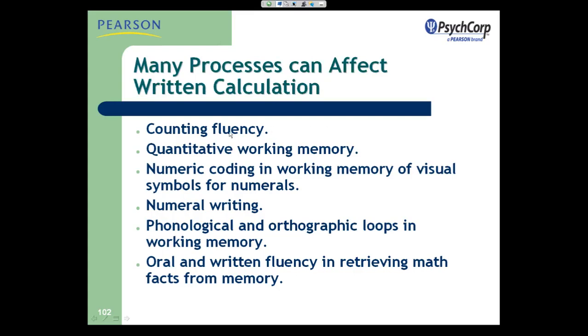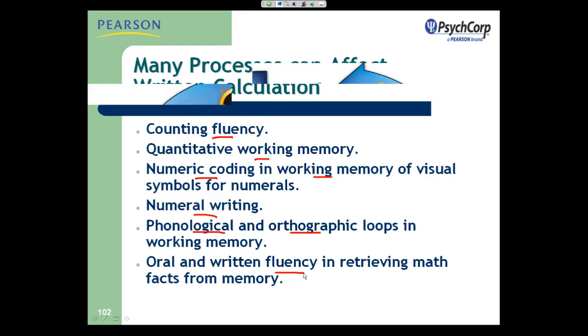there are many processes that might affect that. Might be fluency in counting, might be the working memory component, might be numeric coding in working memory of the visual symbols for that writing piece, might be the numeral writing. I know the answer, but I can't write it down because of a weakness in visual motor integration. Might, again, that link between the phonological and the orthographic, or might it be the fluency component? I can do it accurately, but I am not working at the level of automaticity.